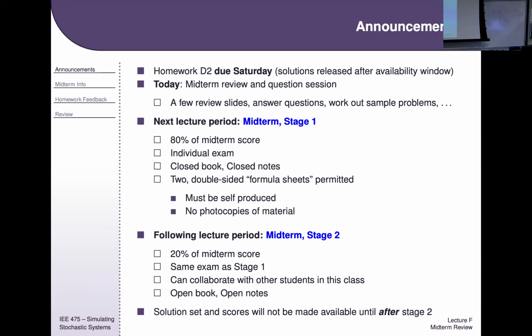So homework, there's still homework out. That homework does count toward the midterm. So homework D2 due Saturday. There will be solutions that will then be released Sunday. So you'll have that solution set before the midterm becomes available. So today, midterm review. The next lecture period is a period that I provided.